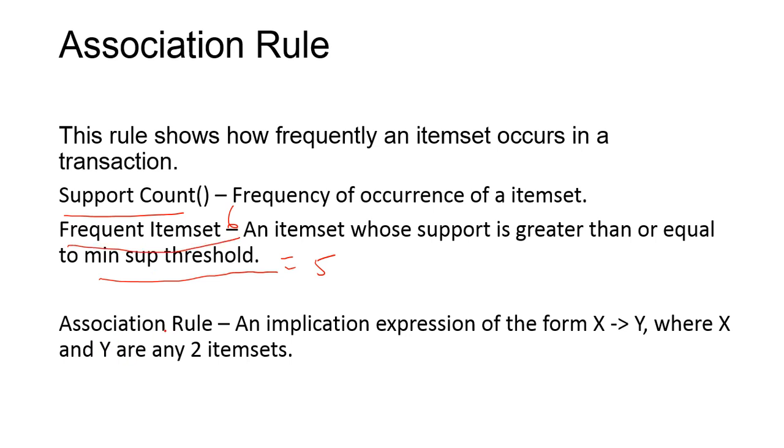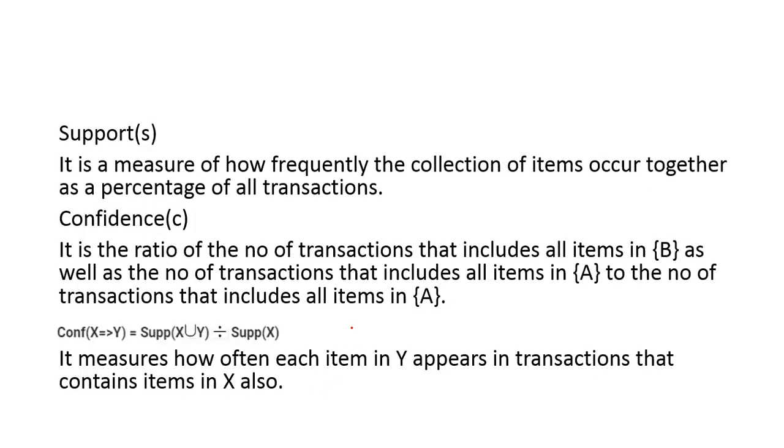Now the association rule is the implication expression of the form X arrow Y. That means X implies Y, X is associated with Y, where X and Y are two item sets. Now support S is a measure of how frequently the collection of items occur together as a percentage of all transactions. मतलब आपका पूरा transaction हो गया and पूरे transaction में कितना percent that particular item आता है. Okay, that is called support.